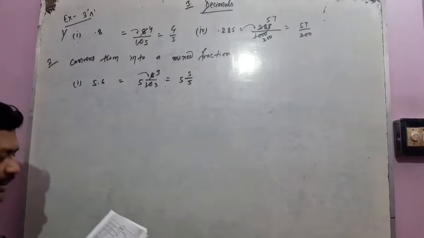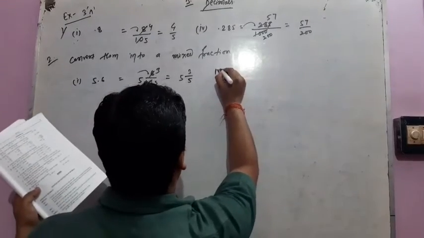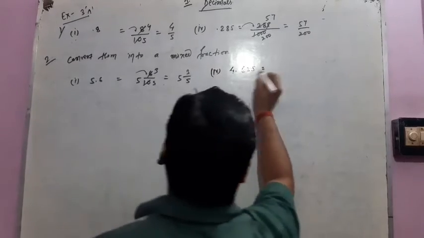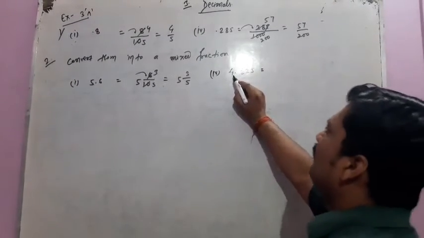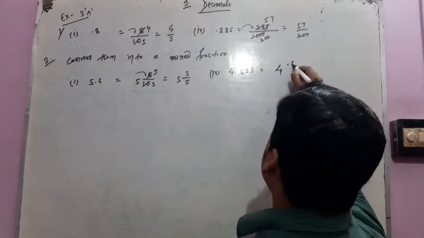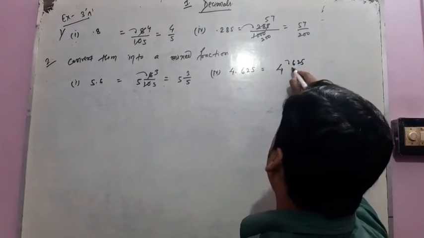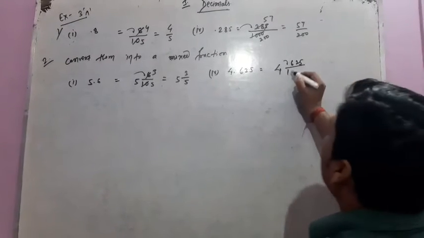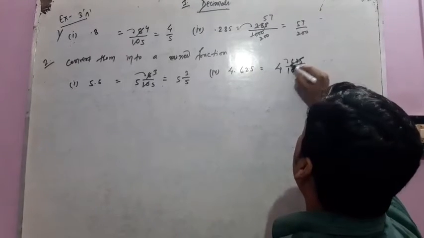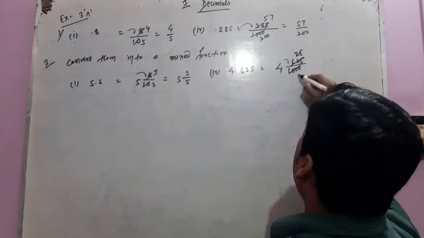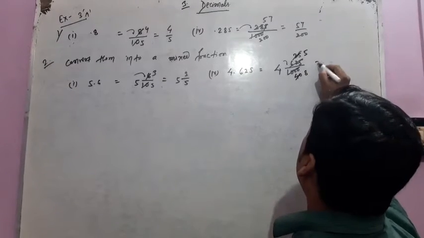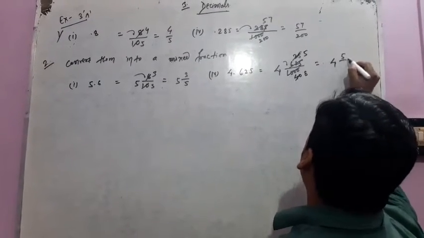Look at one more example, question number 4 here. 4 decimal 625. Now, before the decimal, what number is present here? 4. 4 is the whole number of the mixed fraction. Now we write decimal 625. When we remove the decimal, 1 comes. After the decimal there are 3 digits, so 3 zeros. Dividing 625 by 125: 5 fives are 25, 5 eights are 40. So the answer will be 4 whole 5 out of 8.